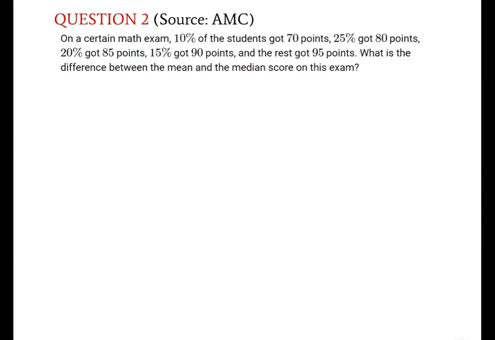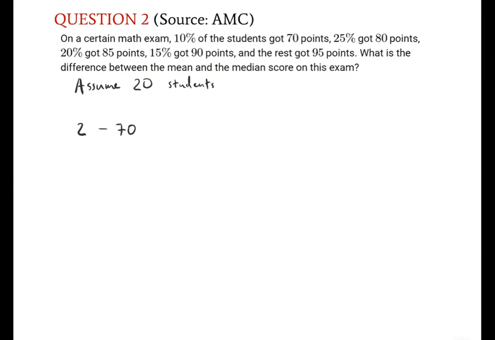Question 2, we want to find the difference between the mean and the median. So we don't actually know how many students are in the class. So let's just make up a number for that. Let's just assume that there are 20 students. That will make things easier. So in this case, if there are 20 students in the class, then 10% of these 20 students got 70 points. So basically, 10% of 20 is just 2. So 2 students got a 70.